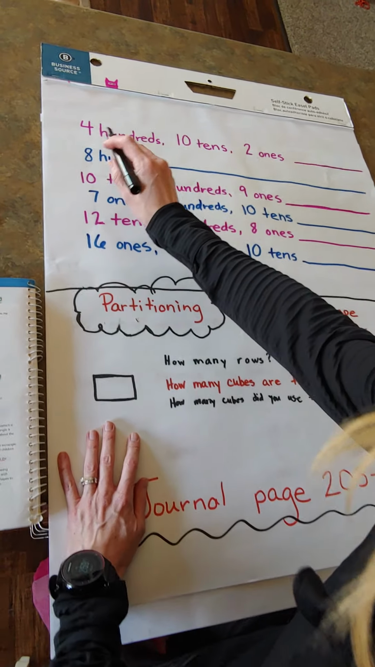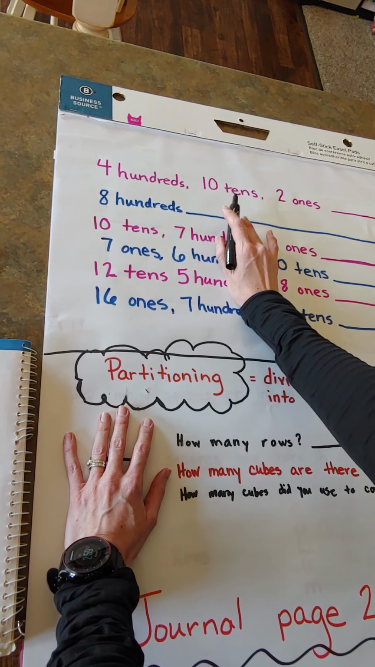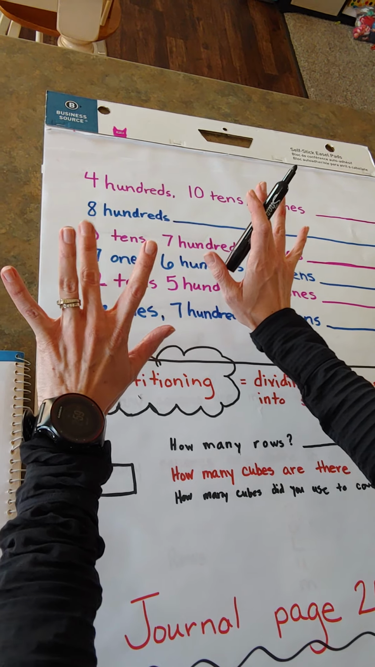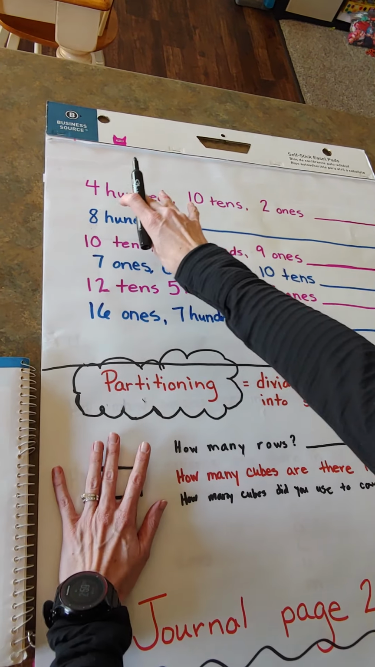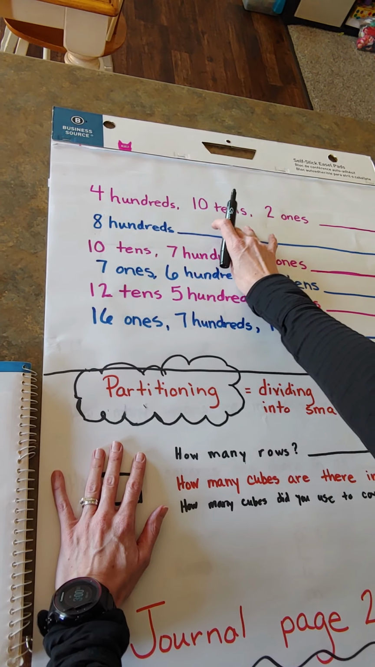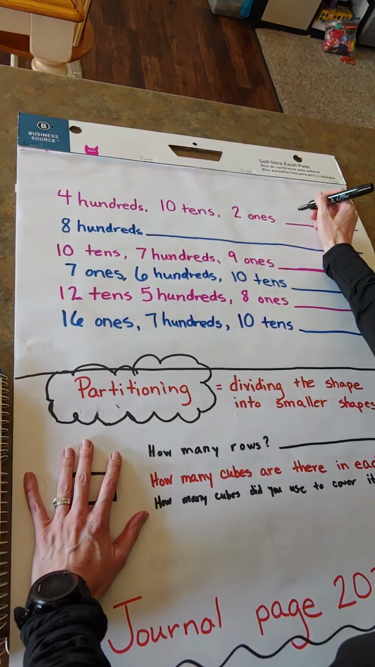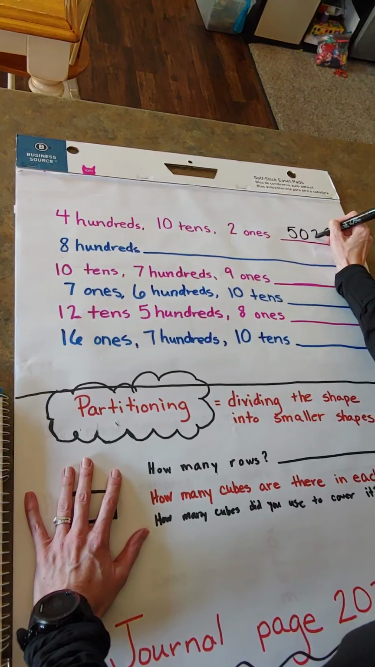Our first part here says 4 hundreds, 10 tens, 2 ones. So, I see 4 hundreds there and 10 tens. I know that 10 tens is 100. 10, 20, 30, 40, 50, 60, 70, 80, 90, 100. So 400 plus 100 plus 2 ones, that would be 502.